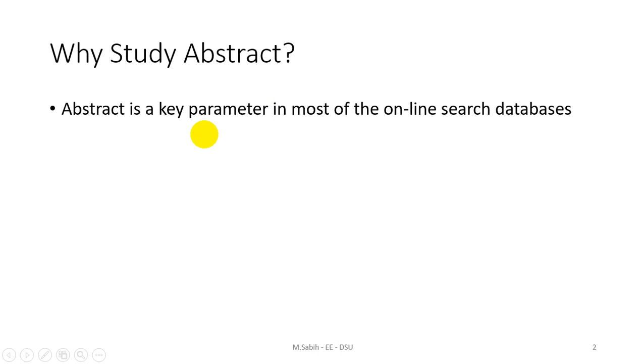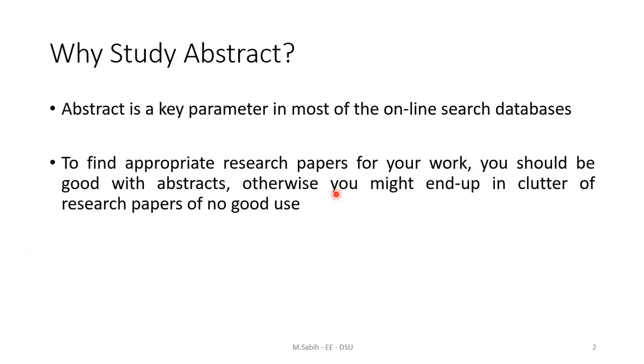So why should we study abstract? Basically, abstract is a key parameter in most of the online search databases. और इसकी वजह से if you are looking for a research paper of your interest, और आप अच्छा और appropriate research paper ढूंढ रहे हैं, so you should be able to use proper abstracts. आपको पता हो कि abstract पढ़ा कैसे जाता है, abstract के ingredients हैं क्या. अगर you know कि abstracts किस तरह से लिखे जाते हैं और उनके क्या sections होते हैं, then you will be able to figure out and find your appropriate research papers.